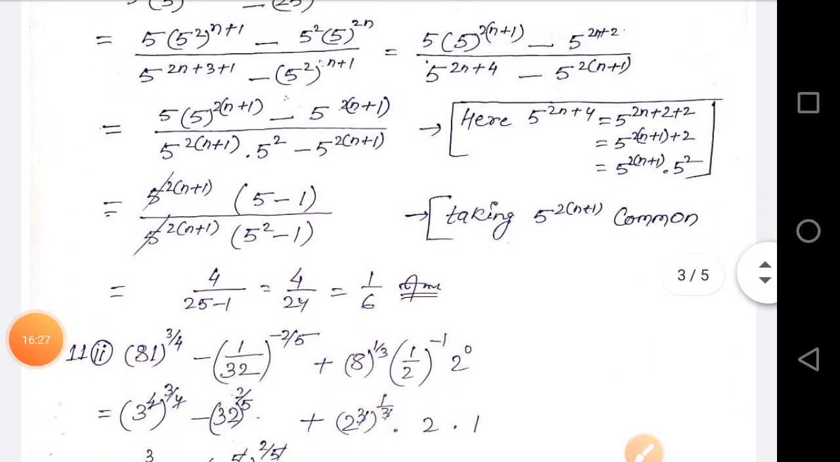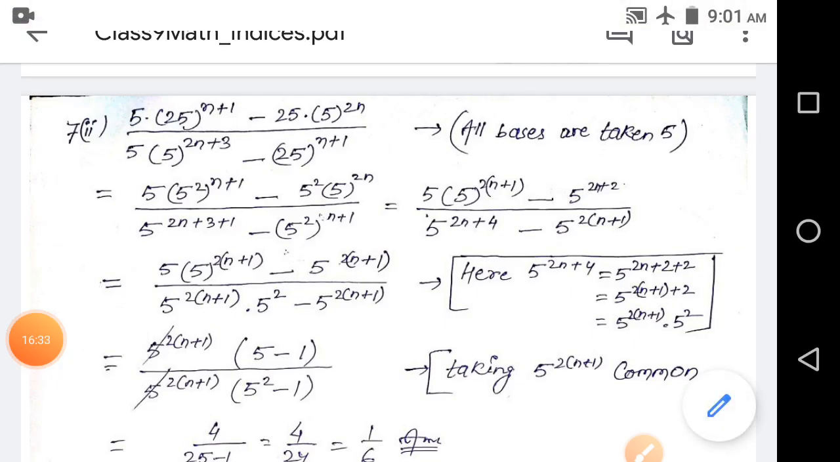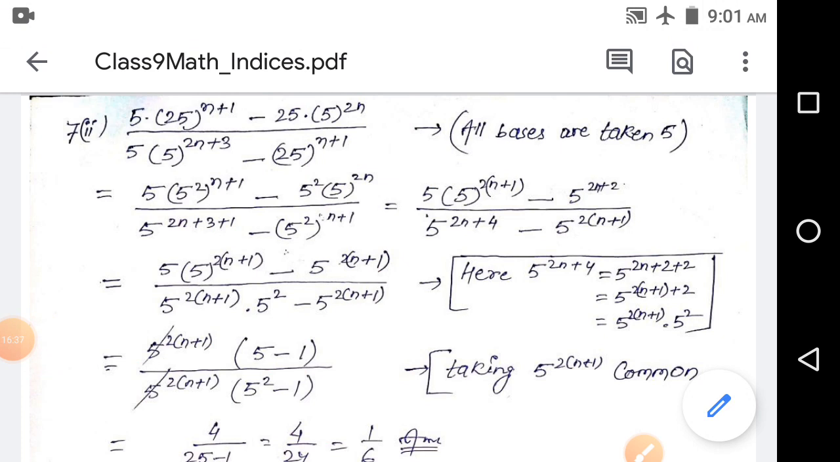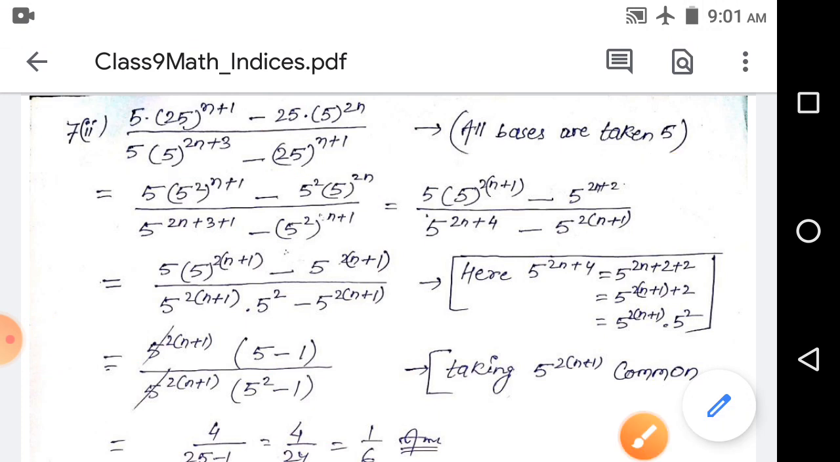See, we have question number 7 bit 2. We have 5 into 25 whole n plus 2. See the question, it is 25 into 5 whole 2n, 5 into 5 whole 2n plus 3, and 25 whole n plus 2. We can convert all the bases to 5, so that is what we have done here. It is 5 square for this 25. For this 25 again we will write 5 square, and for this 25 again 5 square.